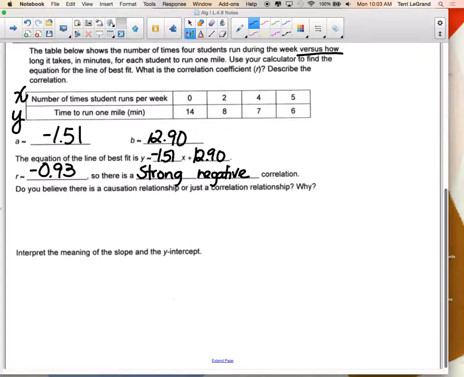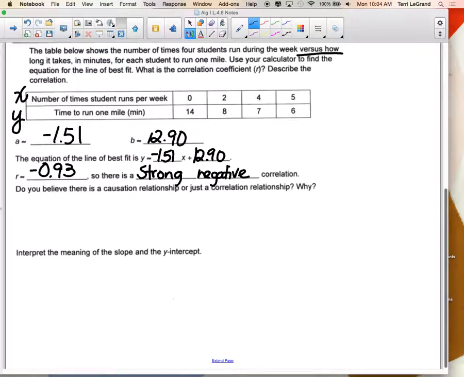Where are your points at? Plus 12.9. You need your points in there.